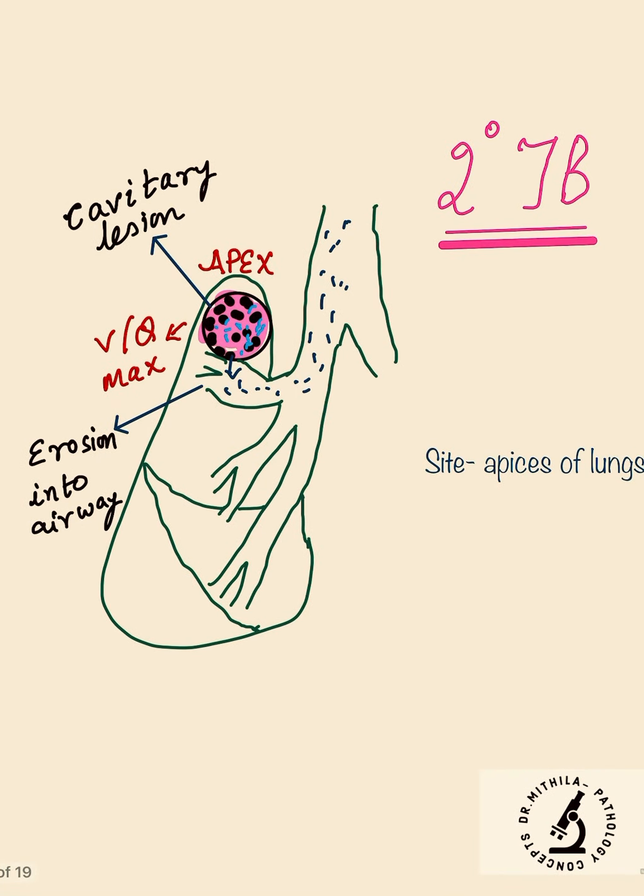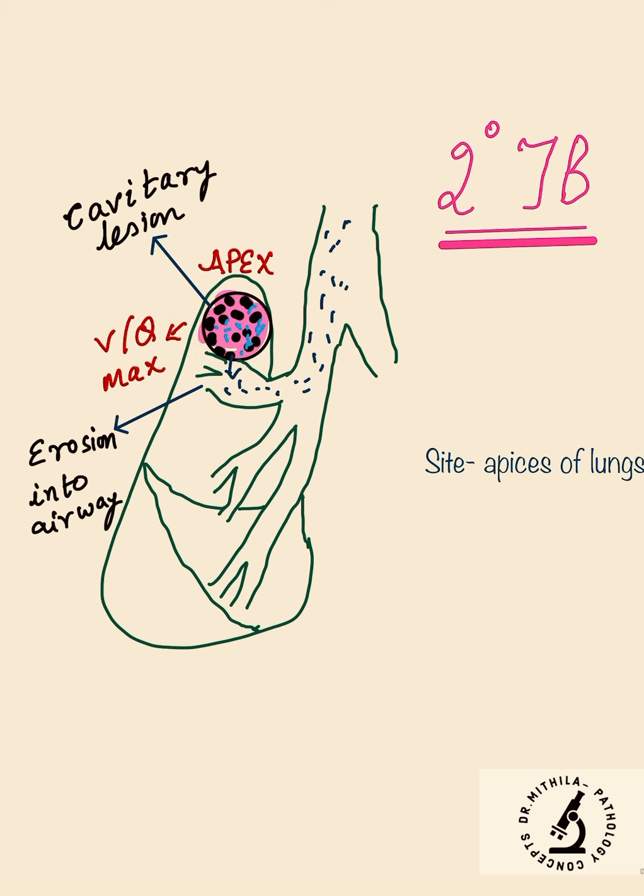Now in secondary TB, the lesion is most commonly encountered in the apex of the lungs, and this apical region is involved because the ventilation perfusion ratio is maximum at the apex. This you should remember. Secondly, the lesion is a cavitary lesion. The immune response is prompt and fast, and that will lead to formation of a cavitary lesion, a cavity in the apical parts of the lung.